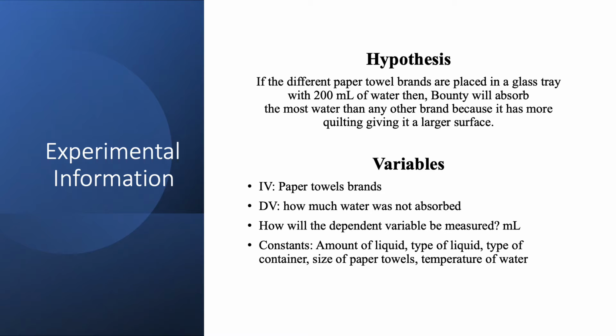My variables are, the independent variable is paper towel brands. The dependent variable is how much water was not absorbed. How the dependent variable will be measured is in milliliters. The constants are the amount of liquid, the type of liquid, the type of container, the size of the container, and the temperature of the water.